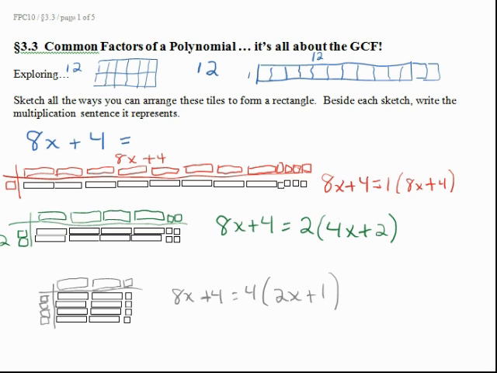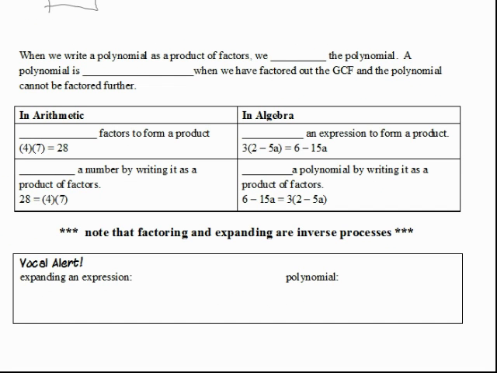When we write a polynomial as a product of factors, we factor the polynomial. This is just some vocabulary that you really need to know. And a polynomial is fully factored when we have factored out the greatest common factor, GCF, and the polynomial cannot be factored further. So that last one we did, where we got 4 times 2x plus 1, that was fully factored.